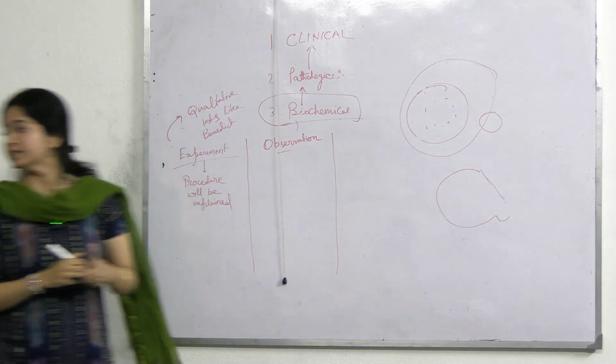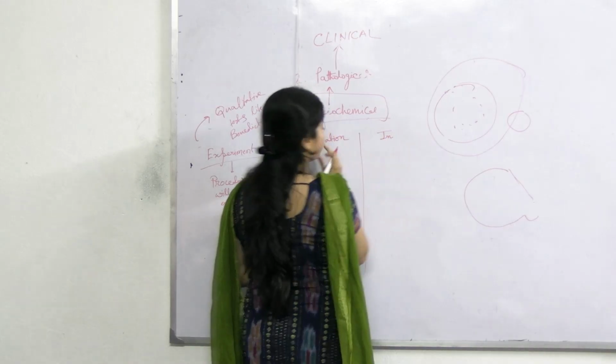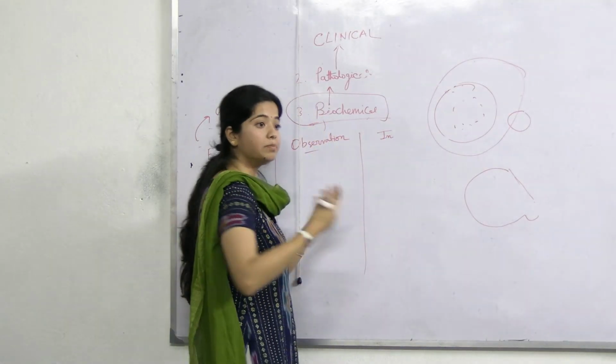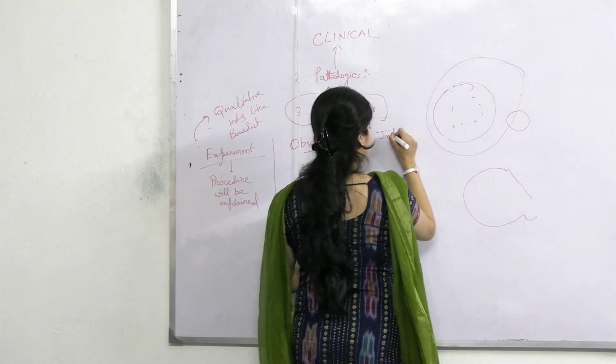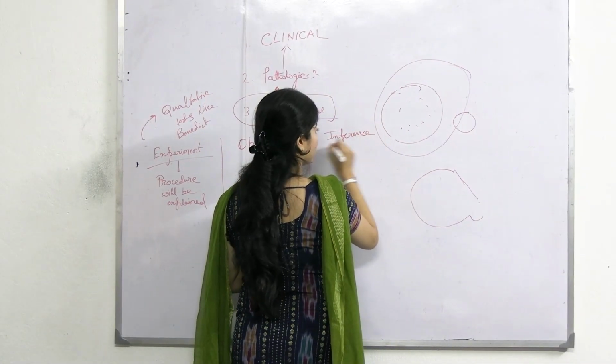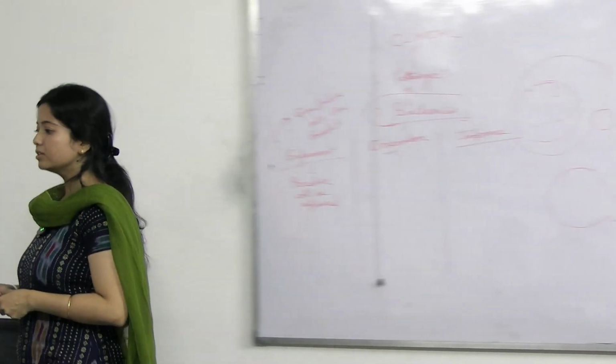Observation, and the third column will be inference. Inference means you are seeing brick red color, so what is present in the urine? You are observing. Somewhat the same. Inference: reducing sugar is present, like that. Please don't write glucose is present, write reducing sugar is present. That's all for the qualitative test.